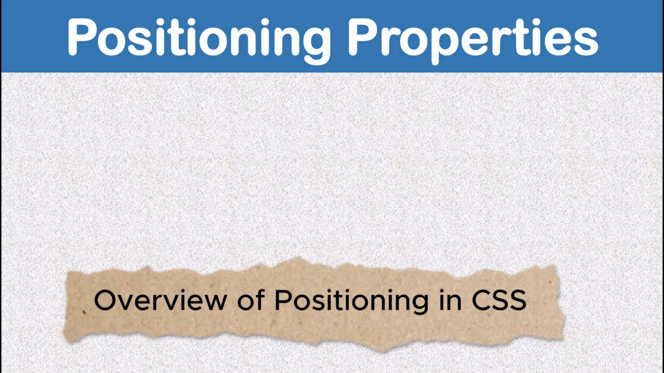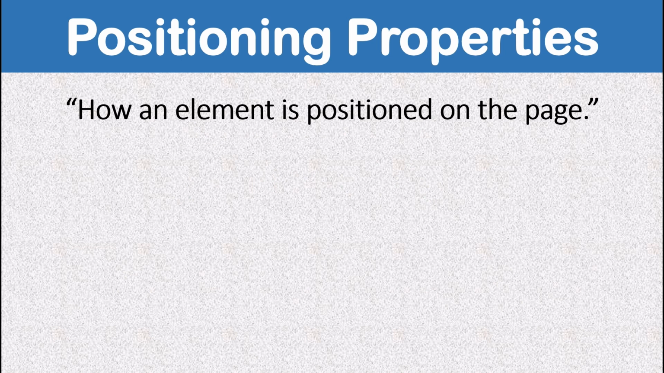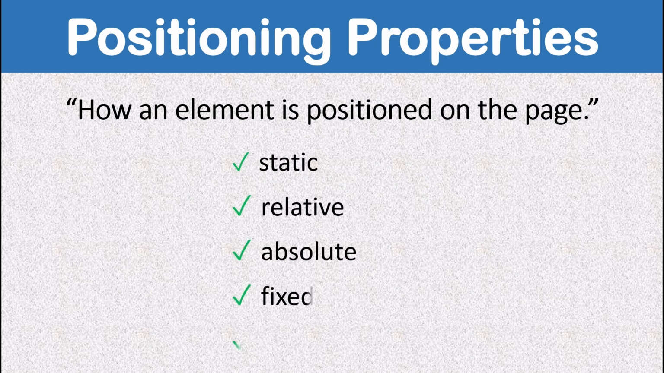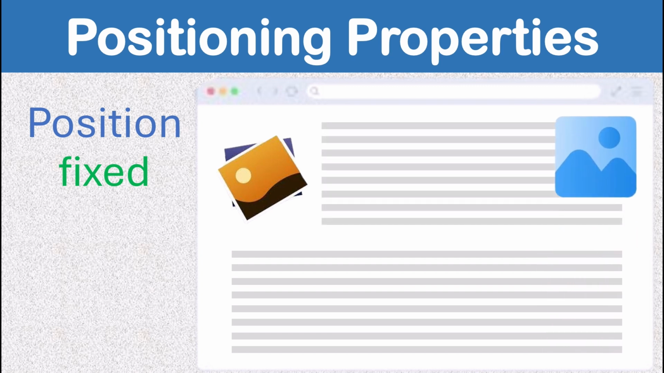The CSS position property defines how an element is positioned on the page. This comes with different values, which are static, relative, absolute, fixed, and sticky. But we will touch only the fixed and sticky properties. In another video, we will discuss the other values of position. If an element's position is fixed, the element is removed from the normal flow of the page and positioned relative to the browser's viewport. The element remains in the same spot, even when the page is scrolled.